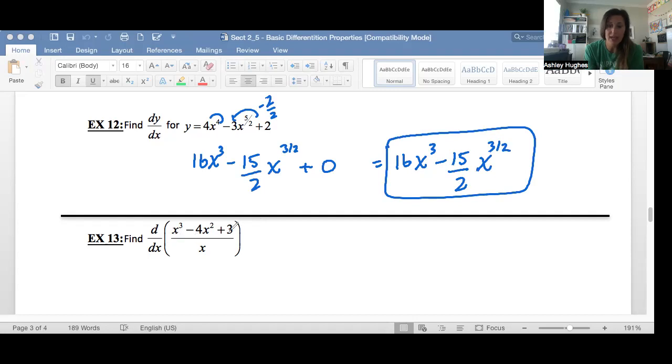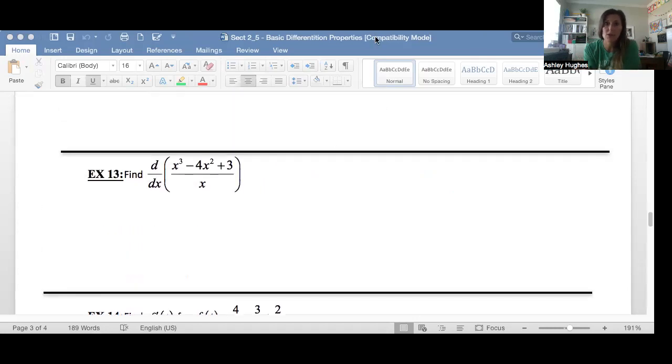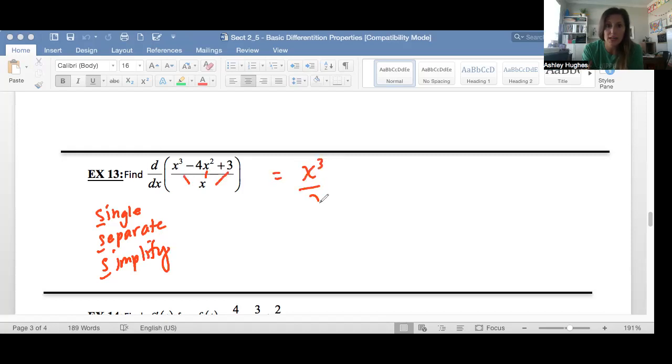Now, this guy, we can only do derivatives this way if we have sums and differences of individual x to the n powers. So I need to split this guy apart. Anytime you have a single term on the bottom, this is kind of a mnemonic to help me remember. Single starts with S, and so does separate. And so does simplify. Okay, so single on the bottom, separate it. So that means just pull it apart, like unadd it. And then after you separate it, you're going to simplify it.